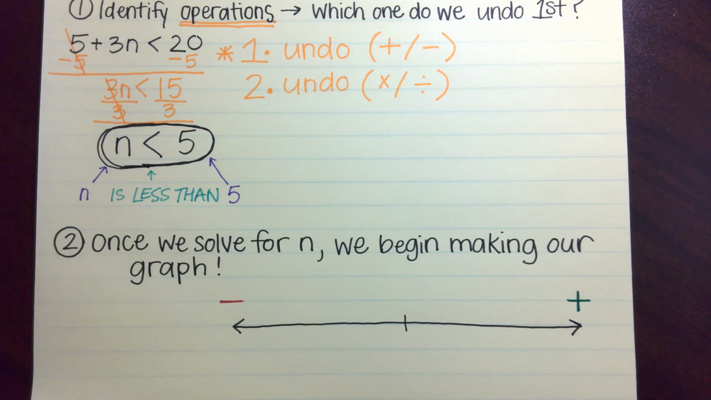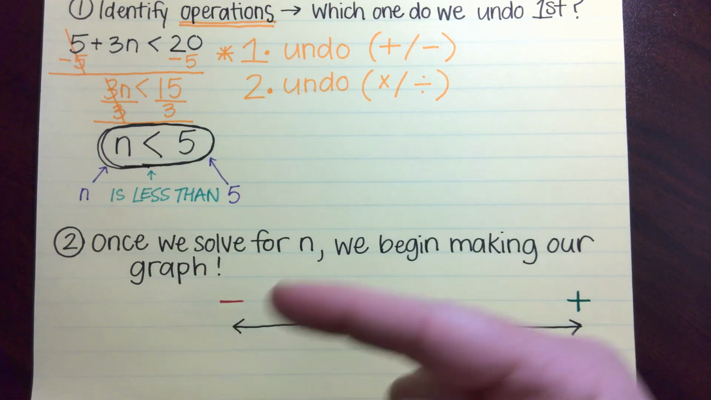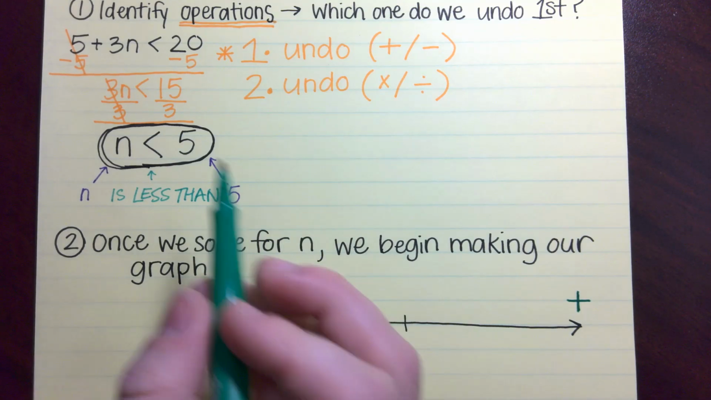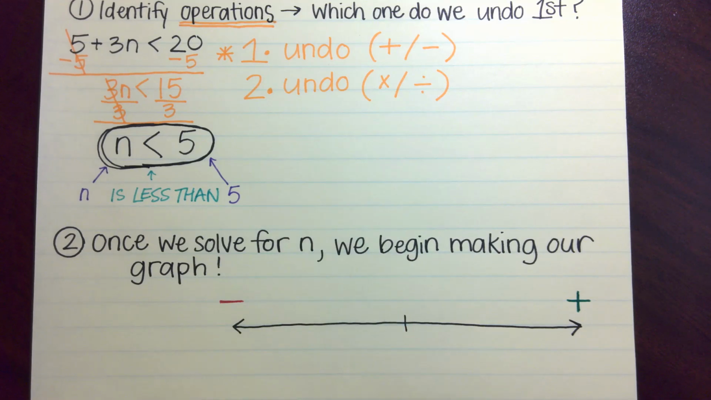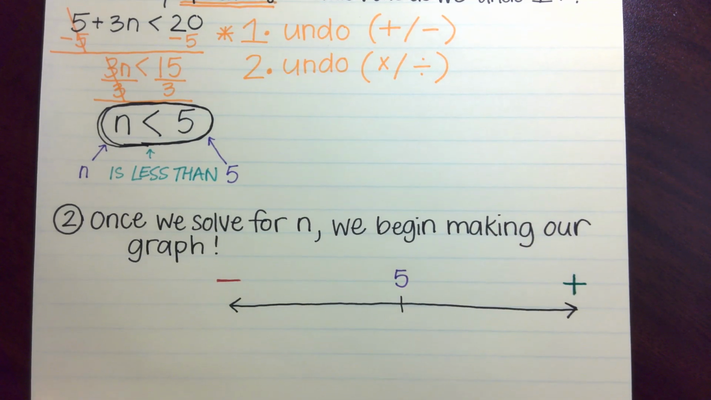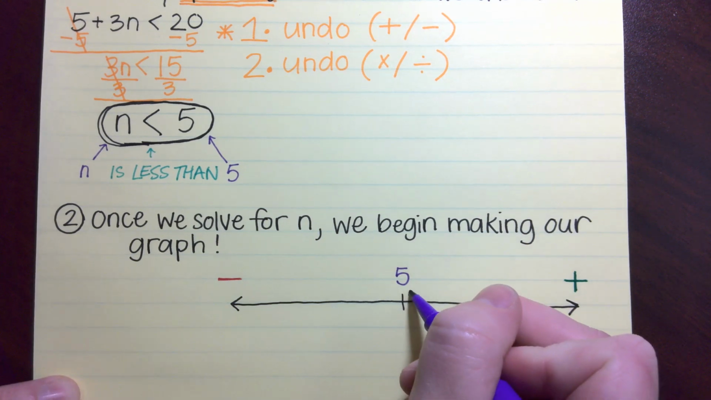All you'll have to know is that the plus means numbers get bigger this way. The minus means numbers get smaller this way. Now, what do we put above the tick mark? What are we labeling? 5. We always put whatever answer we got when we solved the inequality above the tick mark. So I am going to write 5. And what do we do now? Circle it.